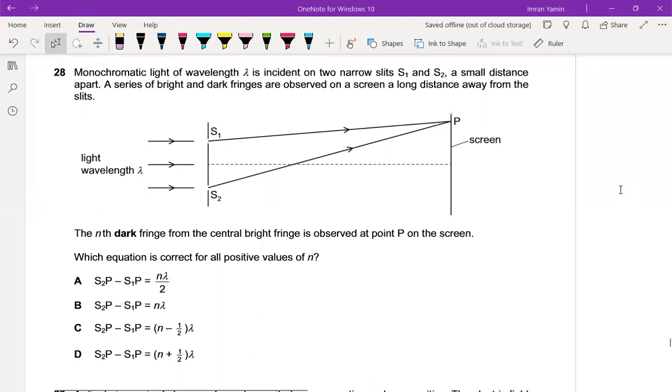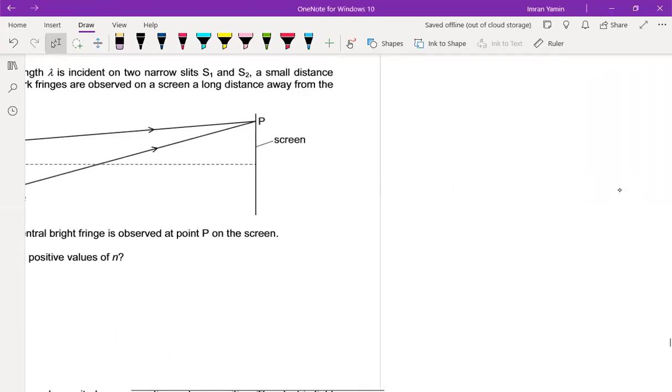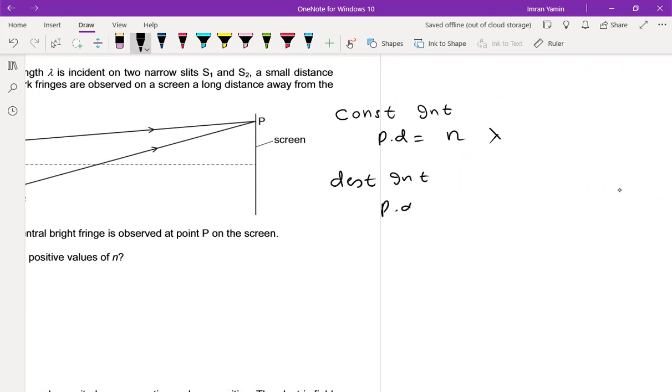In Young's double slit experiment, or in interference of light, we study the condition of path difference. For constructive interference, path difference should be equal to n lambda, and for destructive interference, path difference should be n plus half lambda. In general, we use this notation, but for this specific question, I am changing the notation and I am going to use m lambda or m plus half lambda.